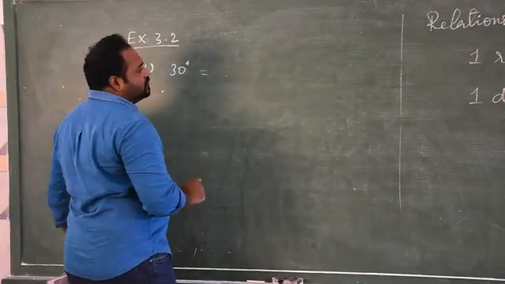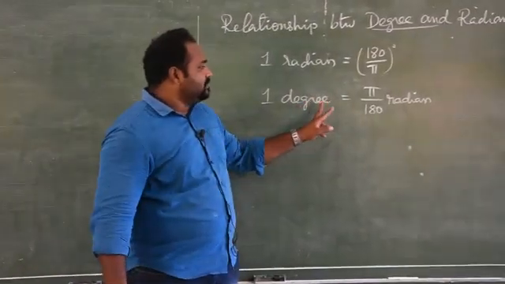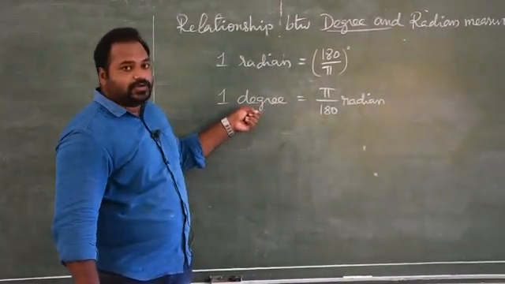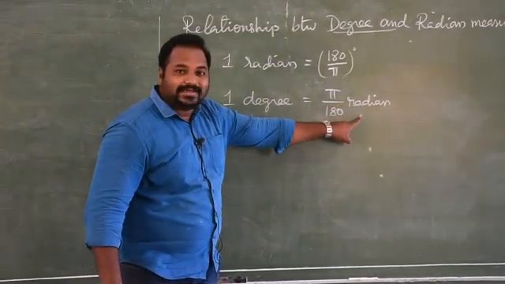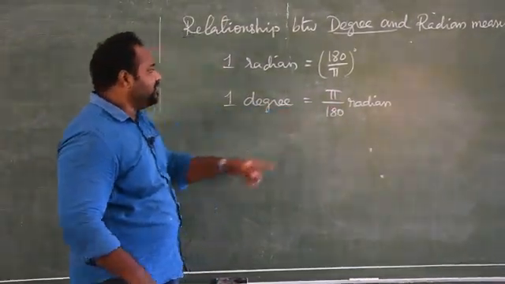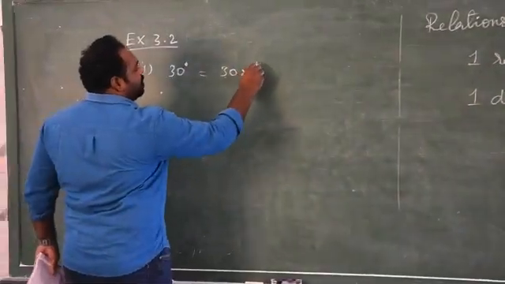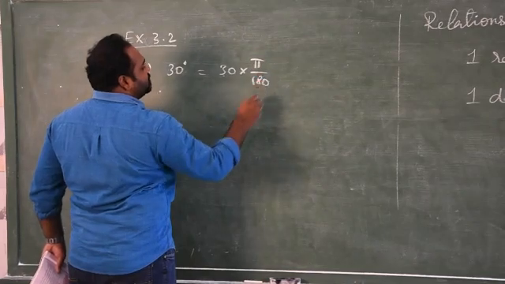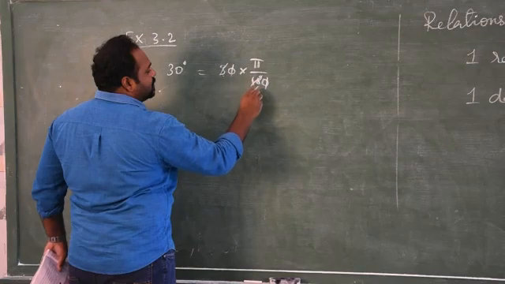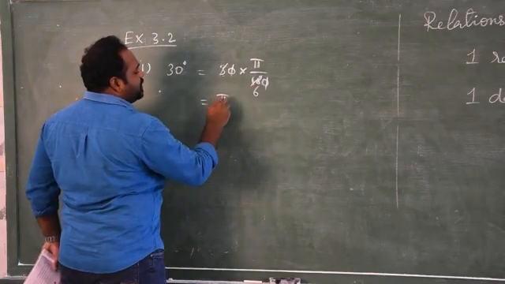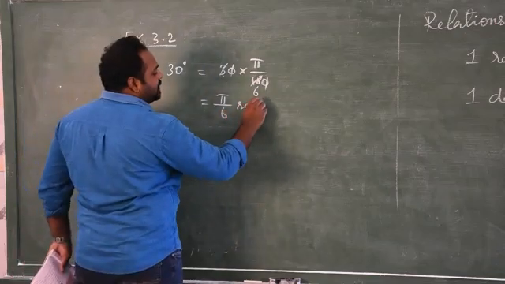I already told you, if you want to convert degree measurement into radian measurement, we have to use this formula. So here degree is given, you want radian measurement, so we have to use this formula. Whatever degree is given, you multiply with pi by 180, you will get radian measurement. So we have a cancellation, 1 time, 6 times. So pi by 6 radian.